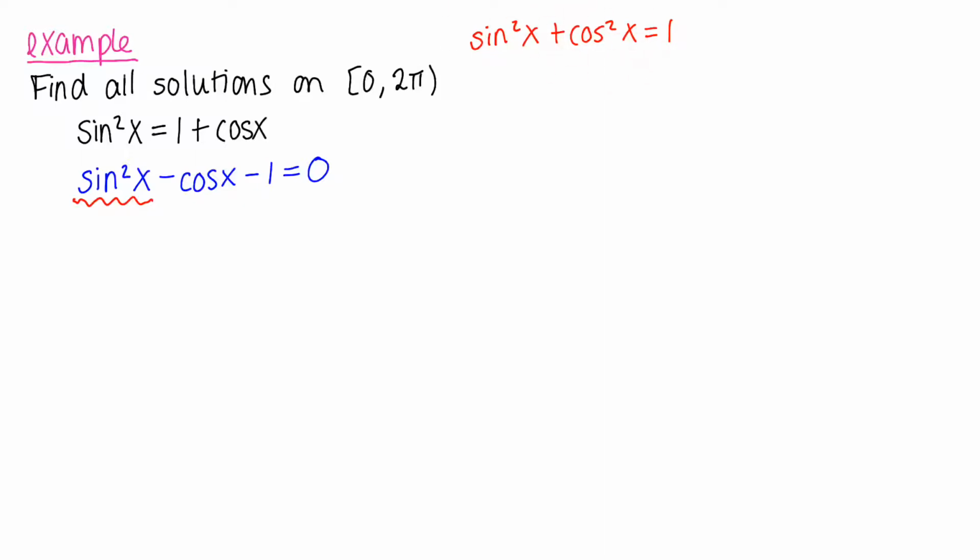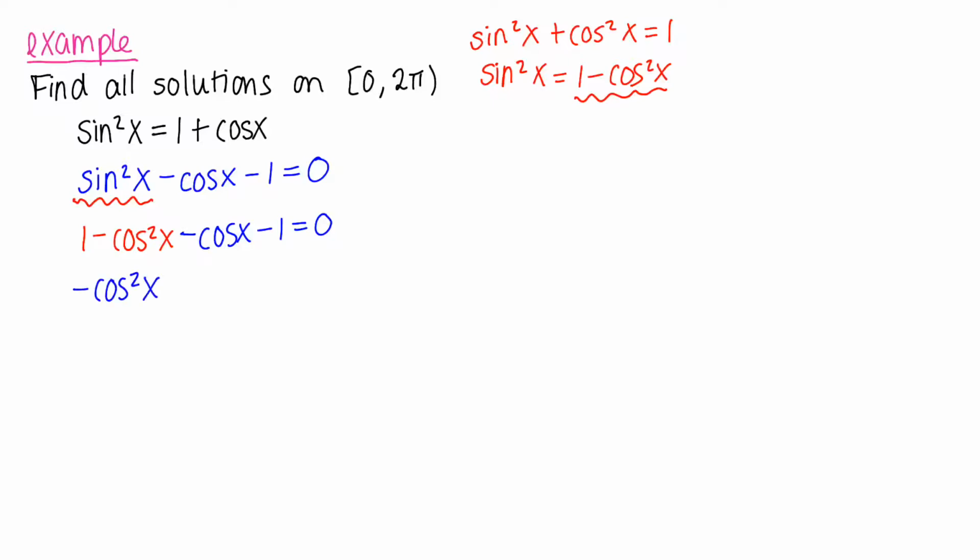So subtracting the cosine squared x off both sides, this becomes sine squared x equals 1 minus cosine squared x. So I can replace sine squared x over here with 1 minus cosine squared x minus cosine x minus 1. The 1's are going to cancel because you'll have 1 minus 1. So now I have negative cosine squared x minus cosine x equals 0.